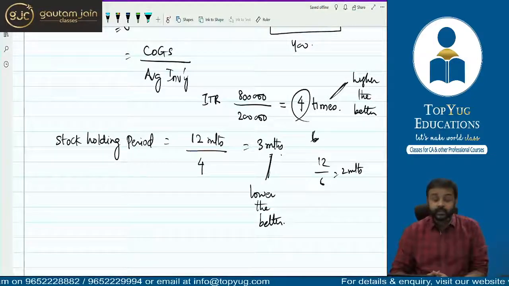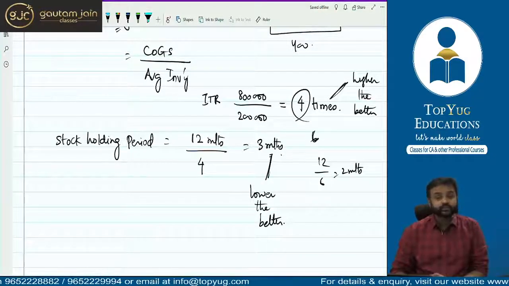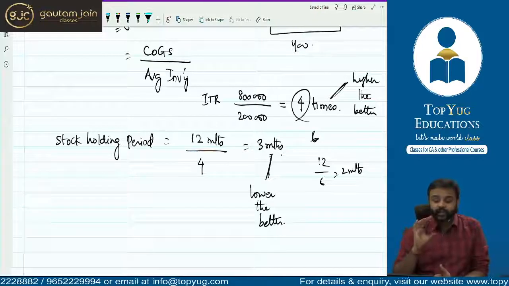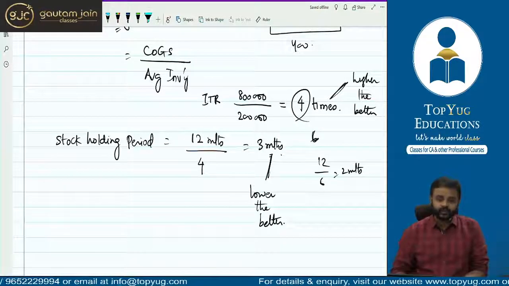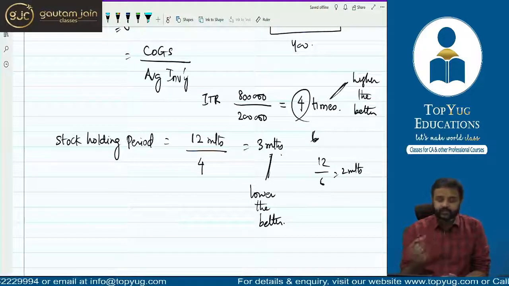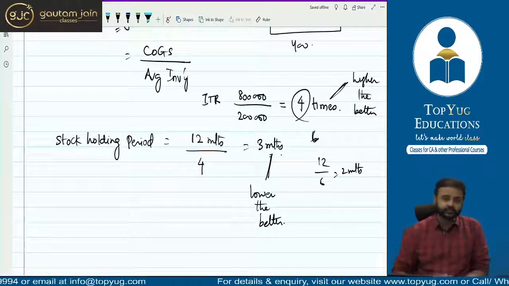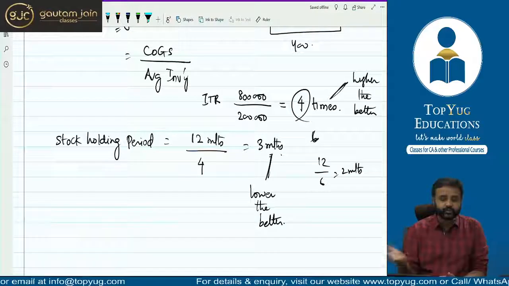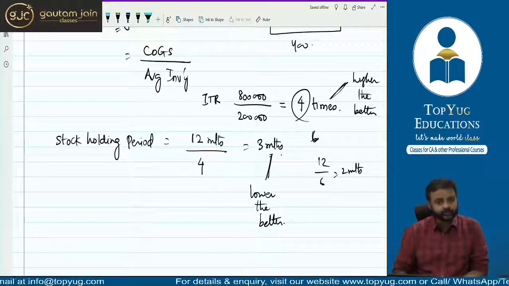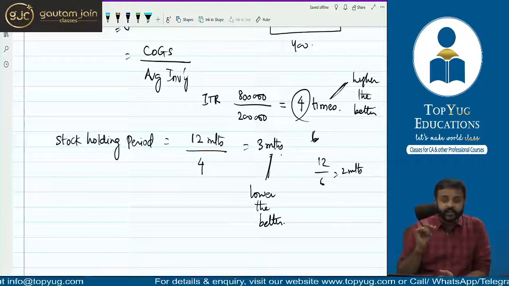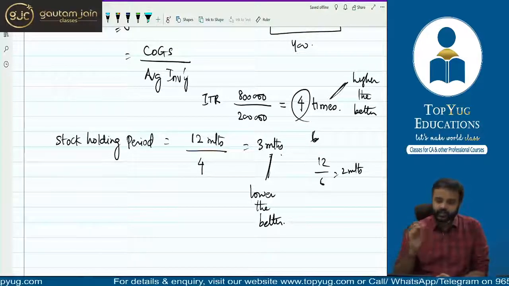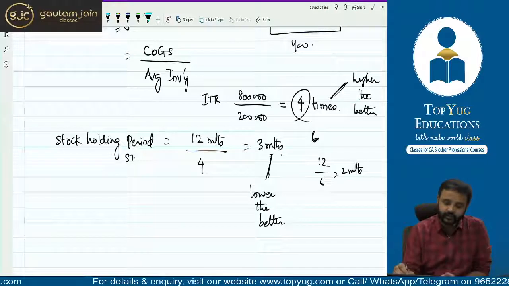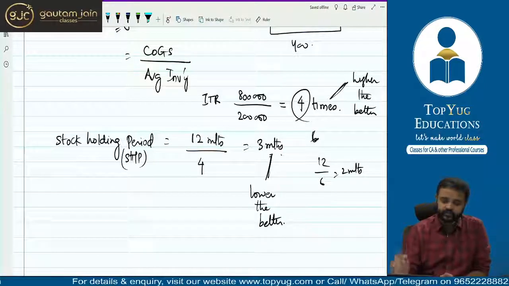Now, one thing you have to note here: we first calculated the inventory turnover ratio. Thereafter, I calculated the stock holding period. If I wanted the answer in months, I have written 12 months divided by that inventory turnover ratio, which is 4. So we got 3 months, isn't it? That means to calculate this way, first we'll have to calculate ITR. Then only we can come to this stock holding period, SHP.